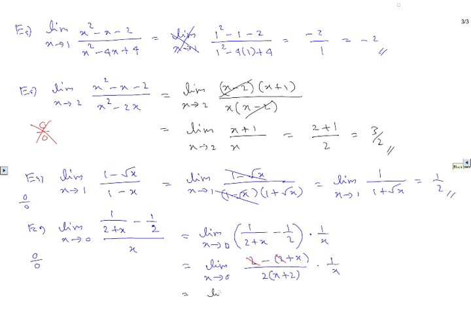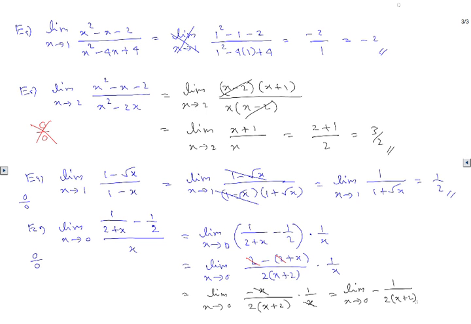limit x goes to 0, you get negative x over 2 x plus 2 1 over x, and now you can see that this x and that x get cancelled, so you get limit x goes to 0 negative 1 over 2 x plus 2, and at this situation you can see that you don't get 0 over 0 anymore.